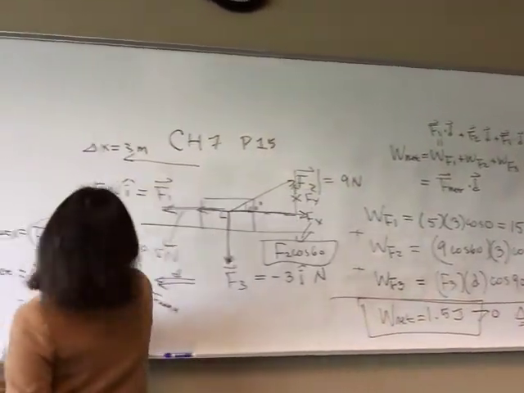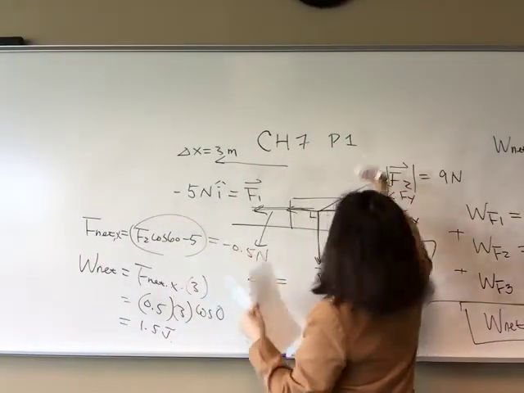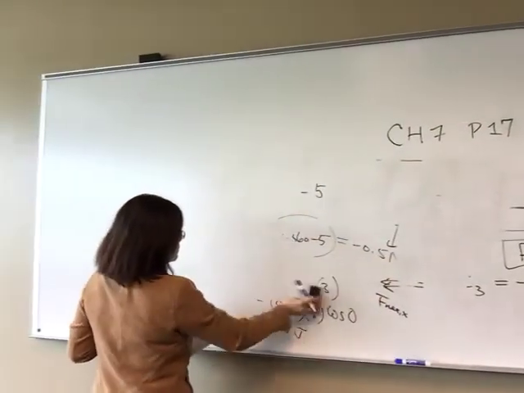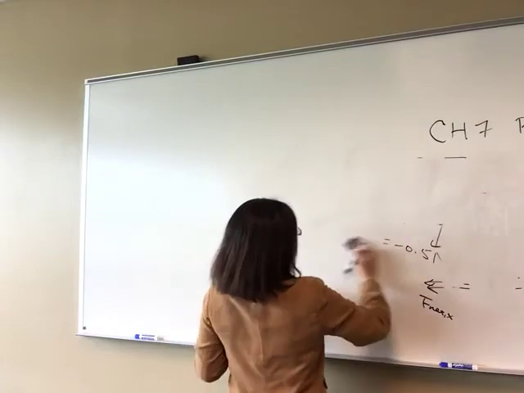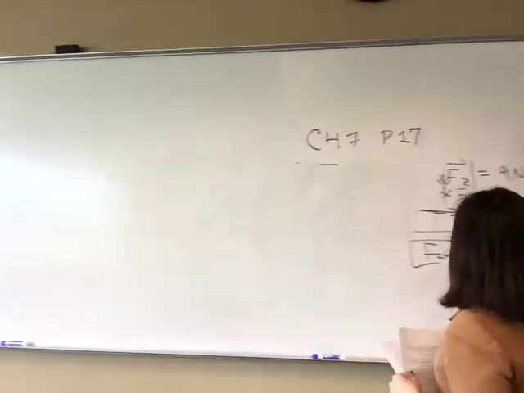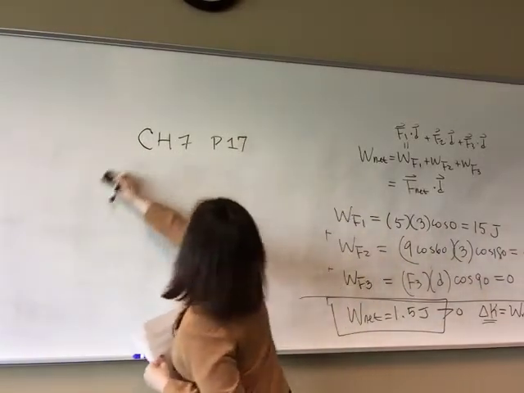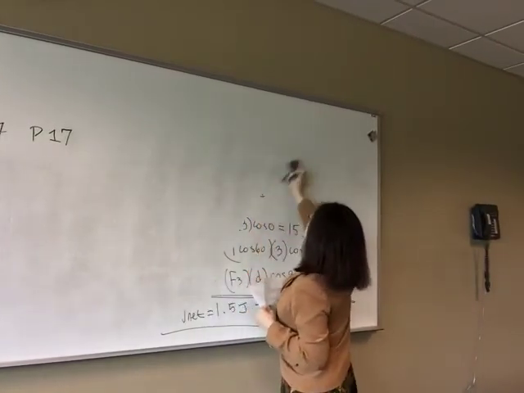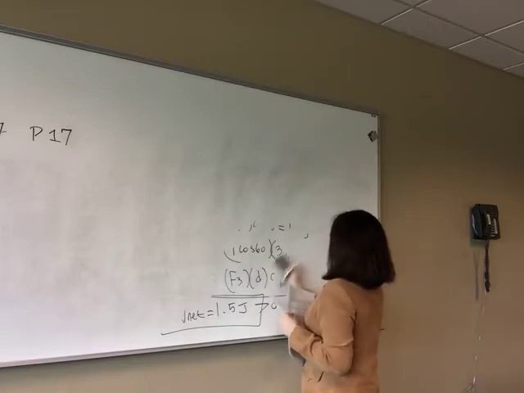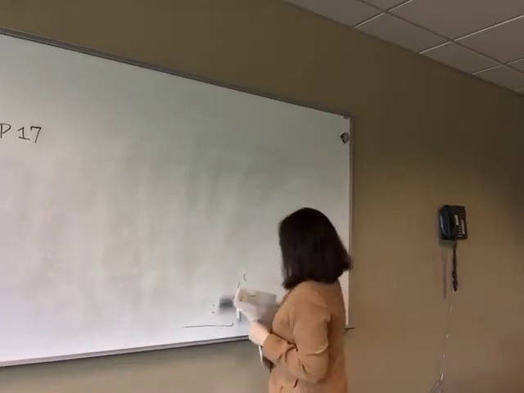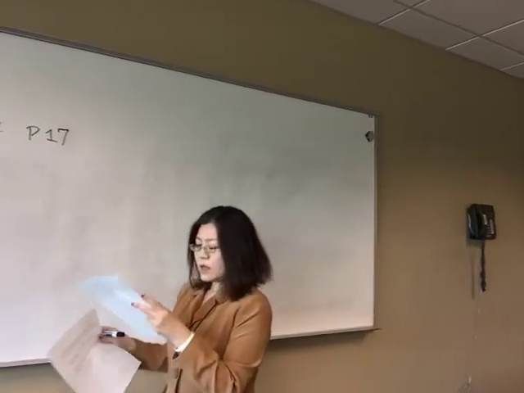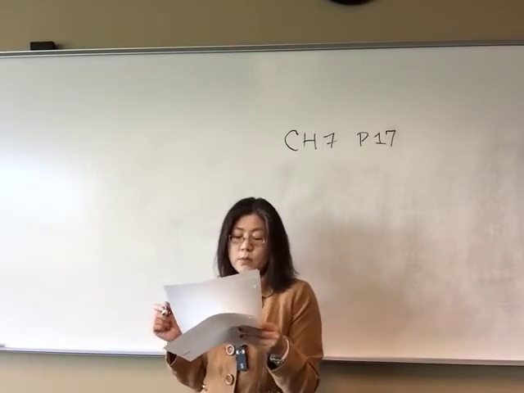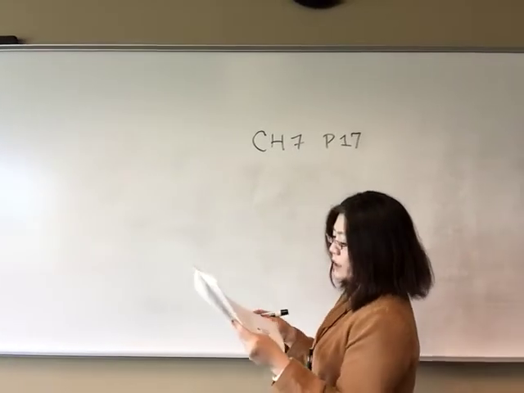All right. So the next one we want to look at is problem 17. Let's see what problem 17 is. A helicopter lifts a 72-kilogram astronaut 15 meters vertically from the ocean by means of a cable.